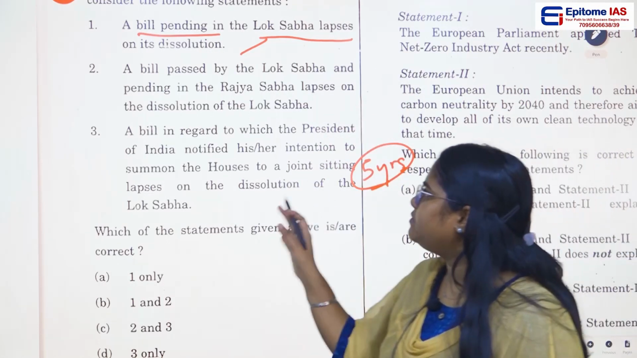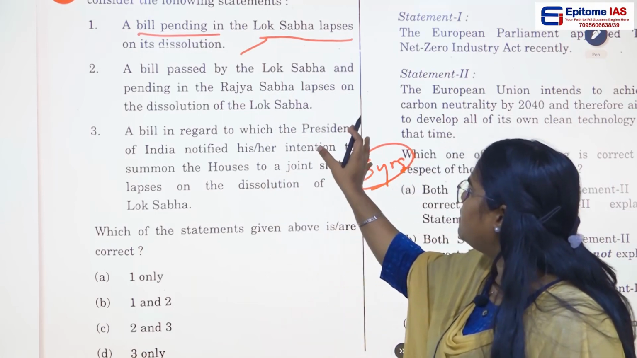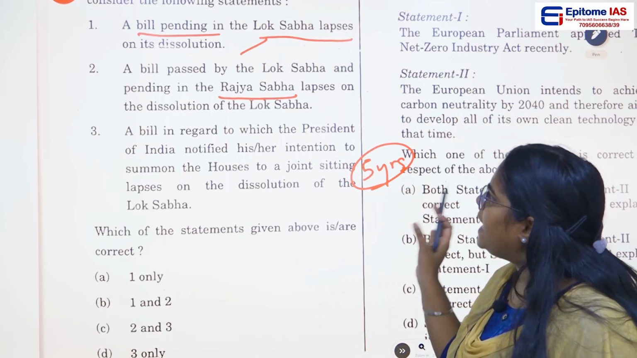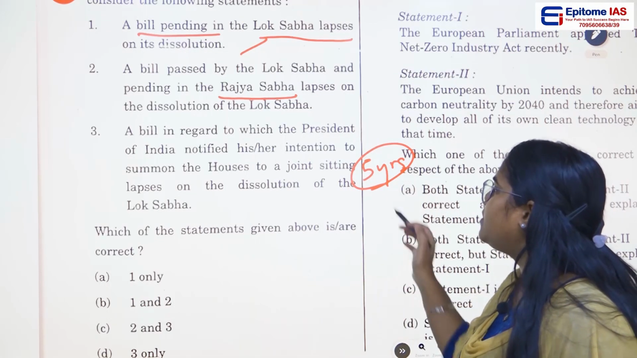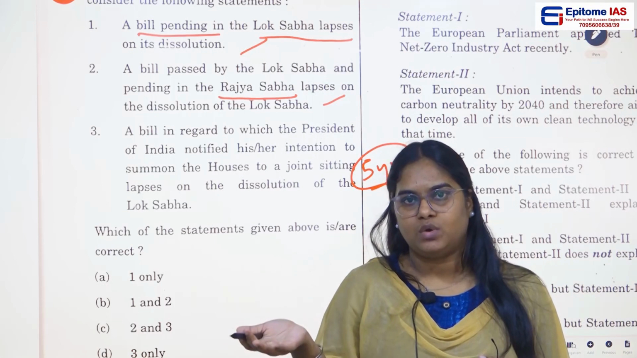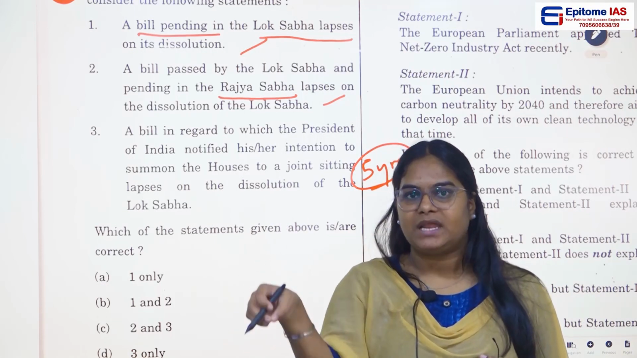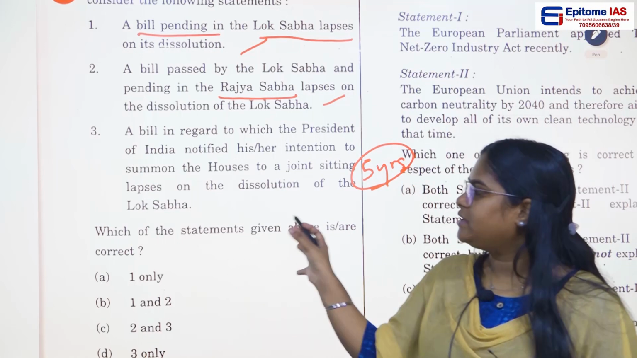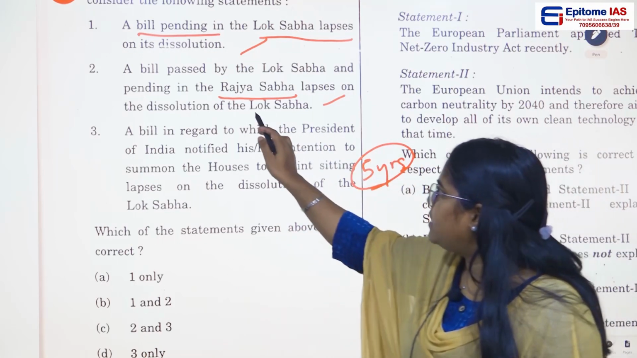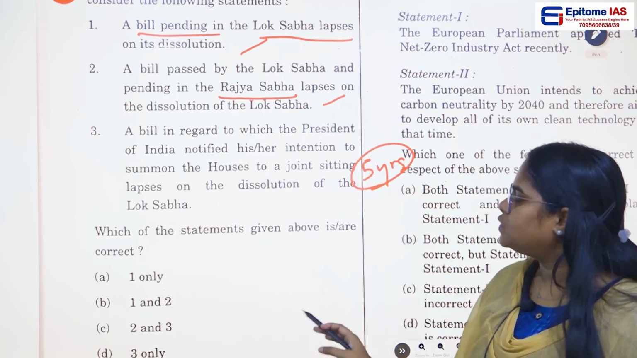Then if you see statement 2, a bill passed by the Lok Sabha and pending in the Rajya Sabha also lapses on the dissolution of Lok Sabha. Yes, this is true. When a bill is already passed by the Lok Sabha but is pending in the Rajya Sabha, this particular bill will lapse when the Lok Sabha is dissolved. So this statement is also correct.